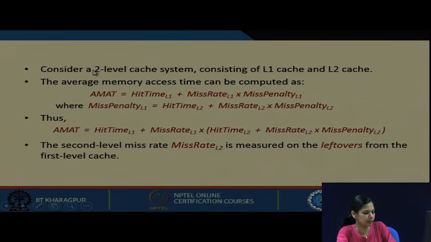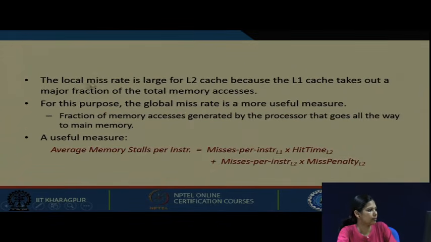So, consider that the local miss rate is large for the L2 cache, because the L1 cache takes out a major fraction of the total memory accesses, and we are calculating separately. For this purpose, the global miss rate is more useful measure. So, we generally use this global miss rate: the fraction of memory accesses generated by the processor that goes all the way to the main memory.